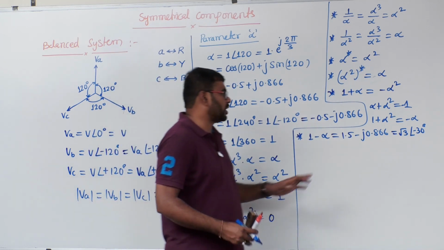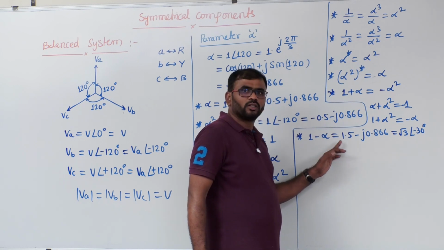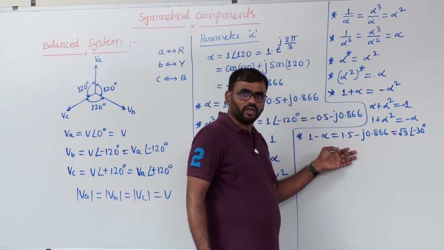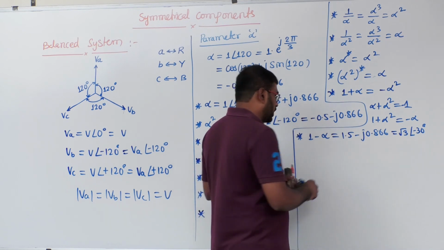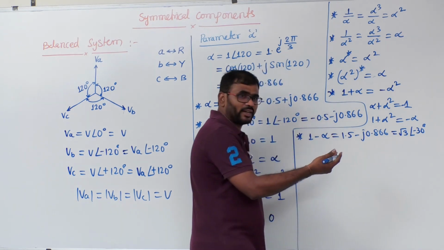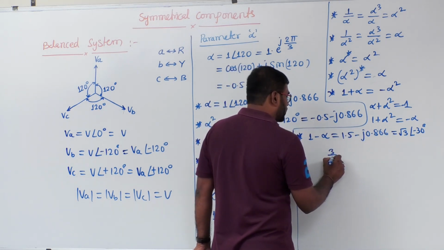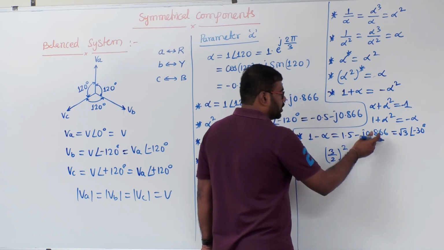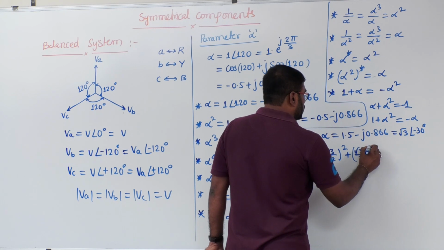Because the magnitude is what? 1.5 whole square. That means 3 by 2 whole square, plus root 3 by 2 whole square. If you want, I will write 1.5 as 3 by 2. Magnitude means real part square plus imaginary part square: 3 by 2 square, plus 0.866, which means root 3 by 2 whole square.